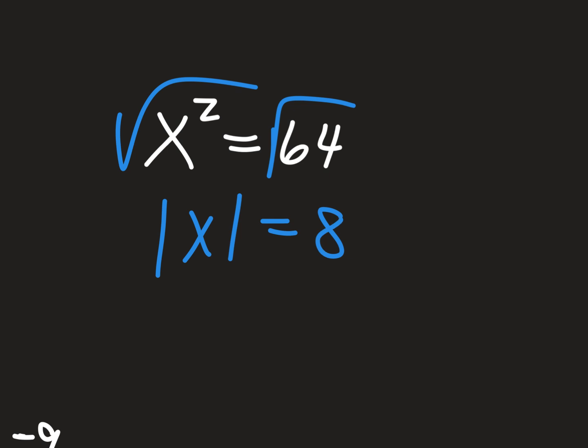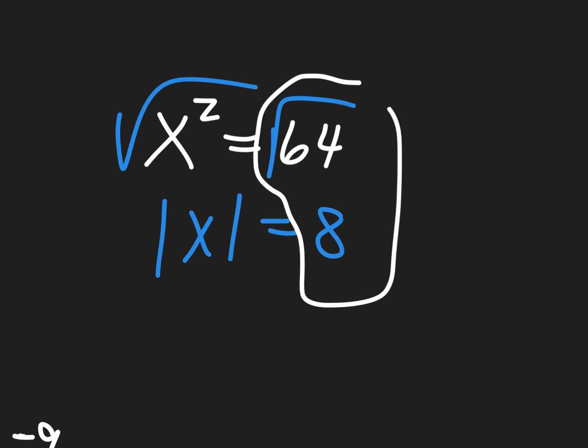Now, a lot of people mess up right there because they put plus and minus 8. That would be wrong. Why would that be wrong? Because the square root of 64 is only one thing. And tons of people get this wrong on tests later because they think the square root of 64 has 2 answers, and it does not.